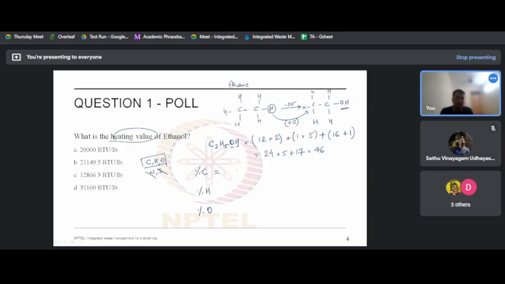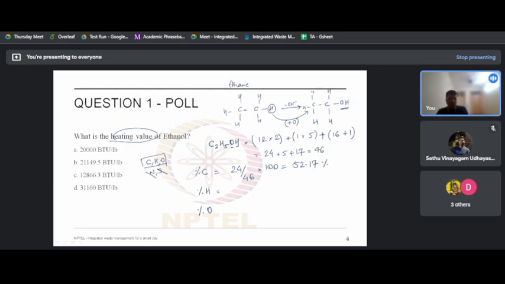So starting with carbon. We can see we have two carbon atoms here. So that would be 12 into 2, 24. This we will divide by the total molecular weight, that is 46, and multiply this with 100. So how much would this be? This will be around 52.17%.